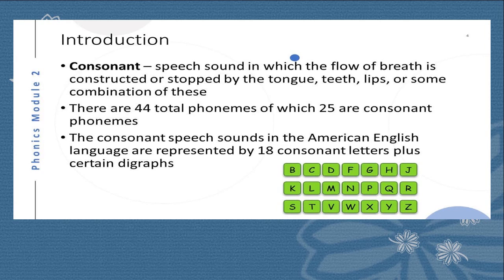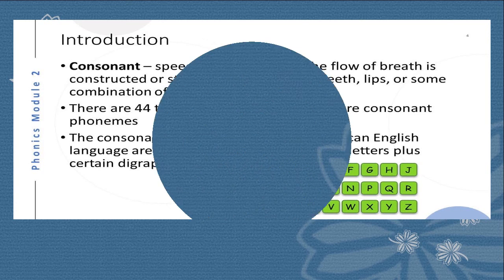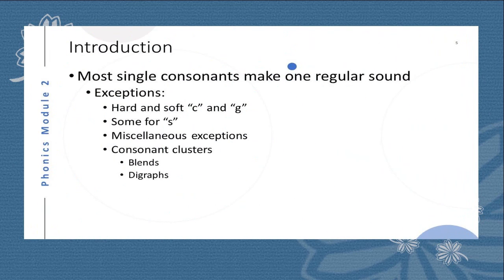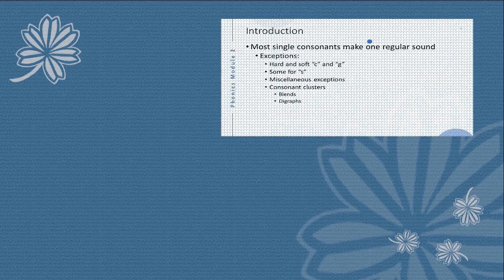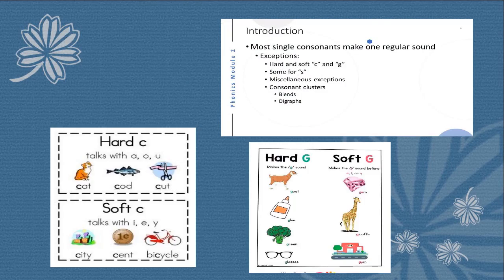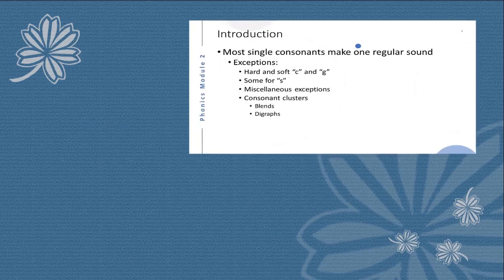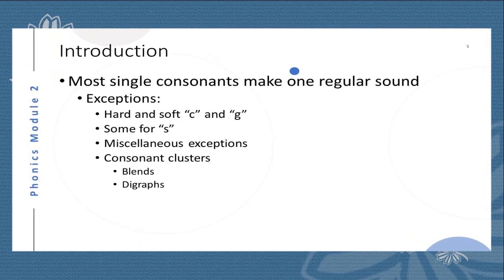In the American English language, there is not a consistent one-to-one correspondence between letter and phoneme. There are, for our purposes in the teaching of reading, 44 phonemes, 25 of these being consonant phonemes. These 25 consonant phonemes are represented by 18 consonant letters plus certain digraphs. Most single consonants make one regular sound. There are several exceptions. The exceptions are the hard and soft C and G, exceptions for S, miscellaneous exceptions, and consonant clusters.